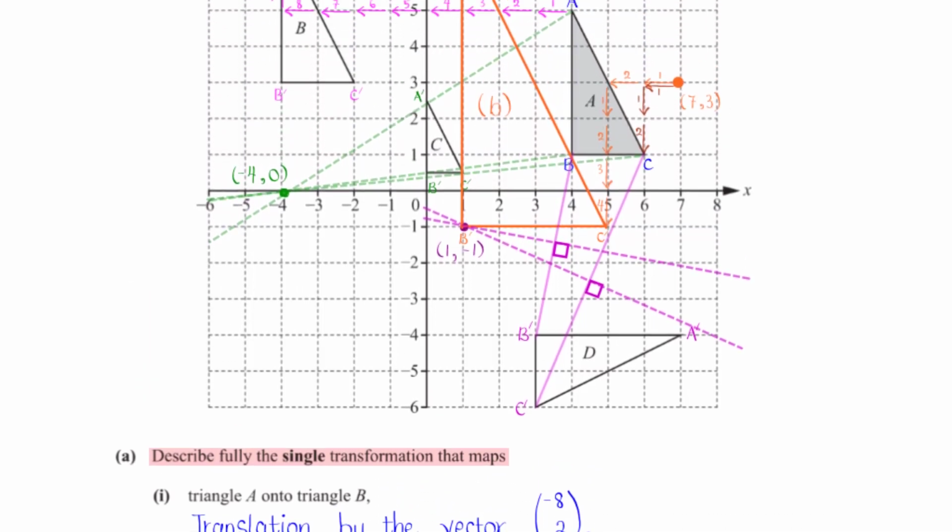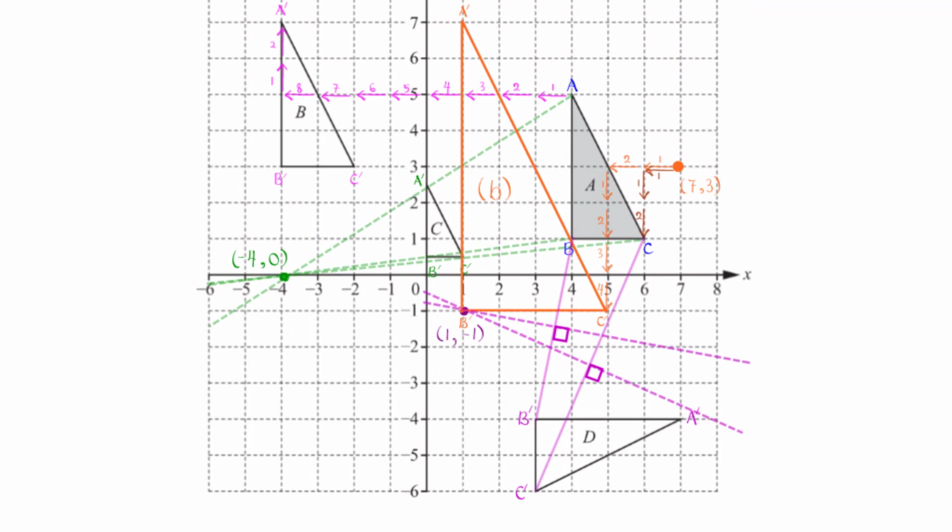Describe fully the single transformation that maps triangle A onto triangle D. When we look at triangle A and triangle D, they have the same size, but their orientation is different, which means the transformation is either a reflection or a rotation. When we rotate triangle A 90 degrees in the clockwise direction, we get triangle D.